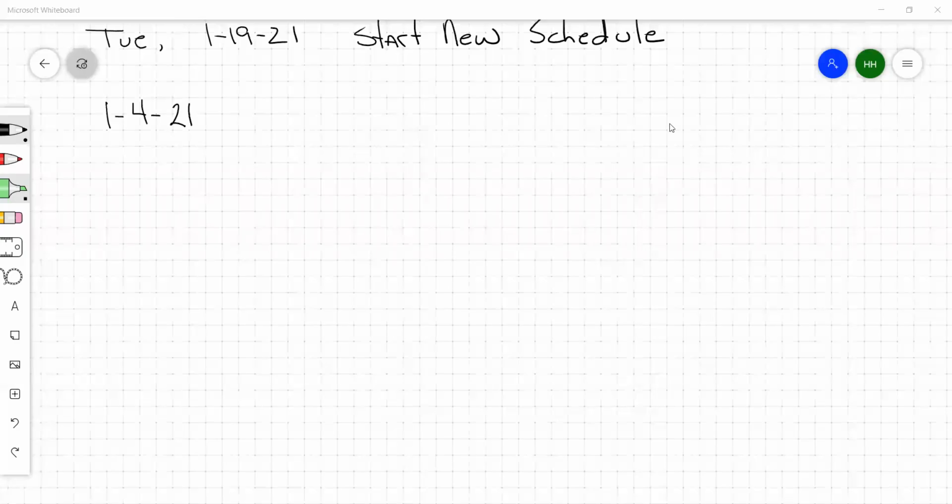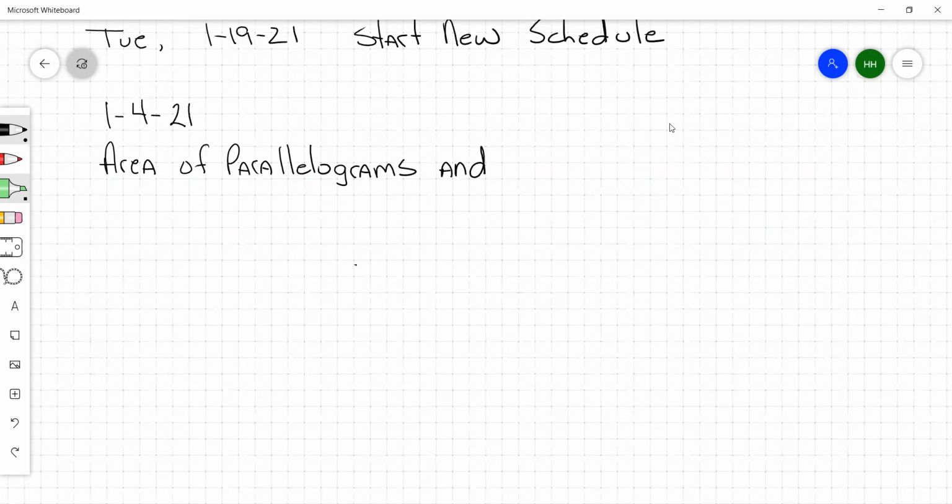All right, so today we're going to be talking about area of parallelograms and triangles. Area of parallelograms and triangles.